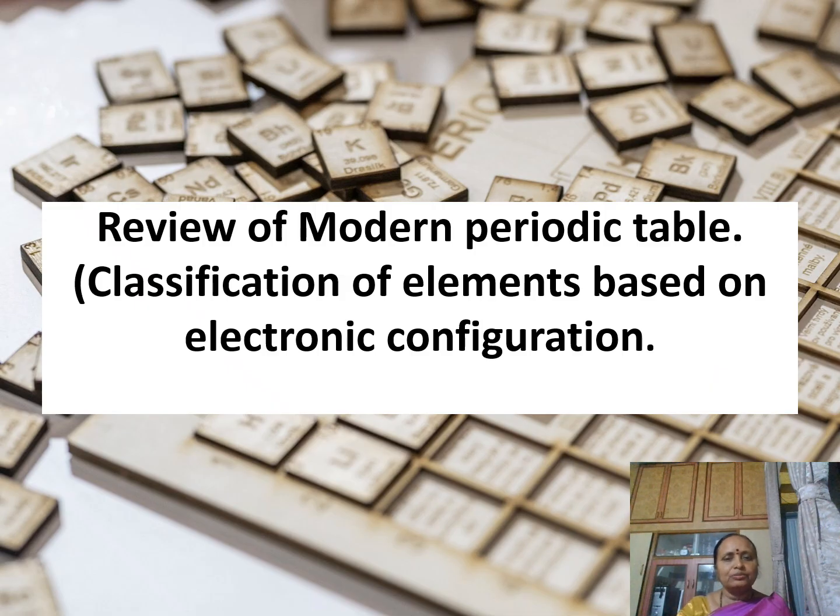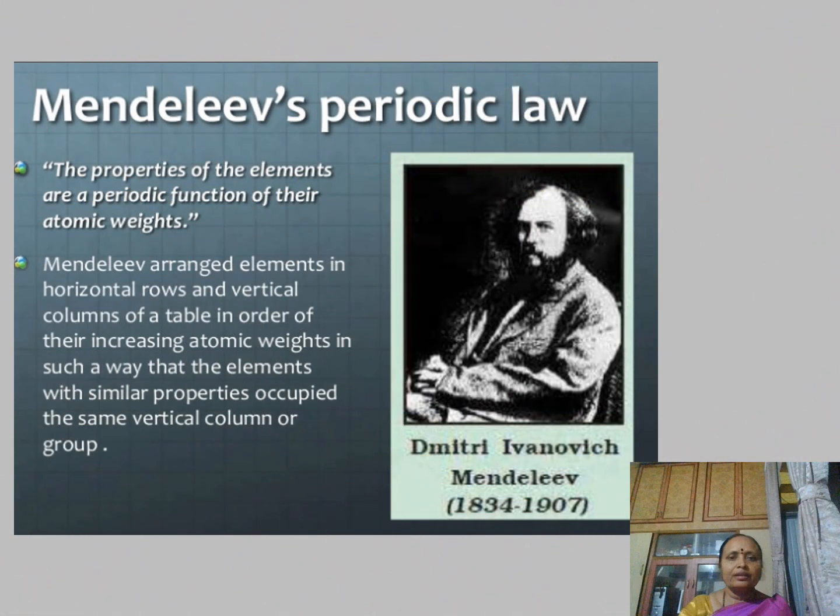We are going to continue in today's class the review of the modern periodic table, classification of elements based on electronic configuration. There were many periodic tables which were given right from the beginning. Let us continue with a little bit later one, that is Mendeleev's periodic law, which was given after Döbereiner's, then Newlands', and then came Mendeleev's.